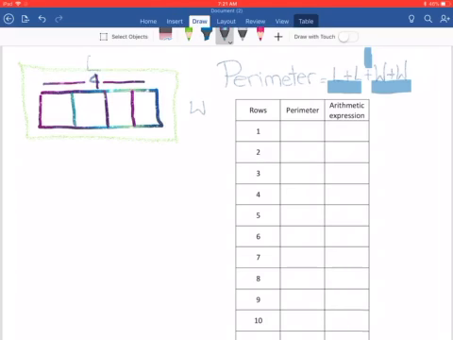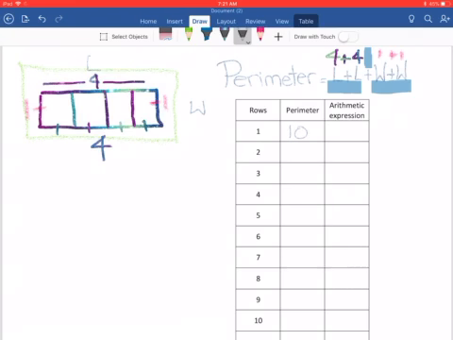So if I'm 4 on top, I've got 1, 2, 3, I've got 4 on bottom. So length plus length, 4 plus 4. And now my width is just the side measurement, which right now is 1. And if it's on that side, it's got to be on this side. So my width is 1 plus 1. When I'm calculating my perimeter, it's 4 plus 4, which is 8, plus 1, which is 9, plus 1 more, which is 10.